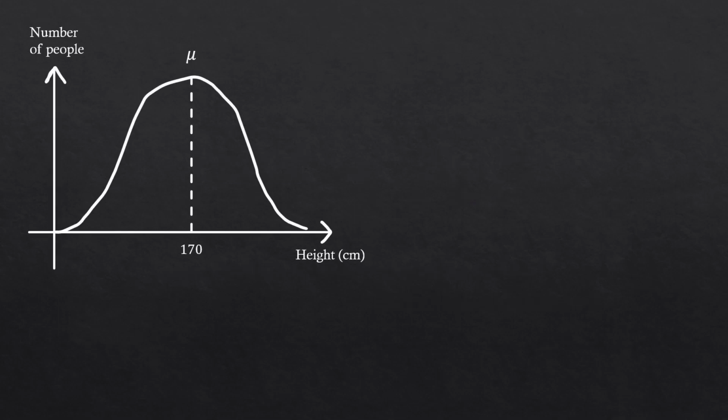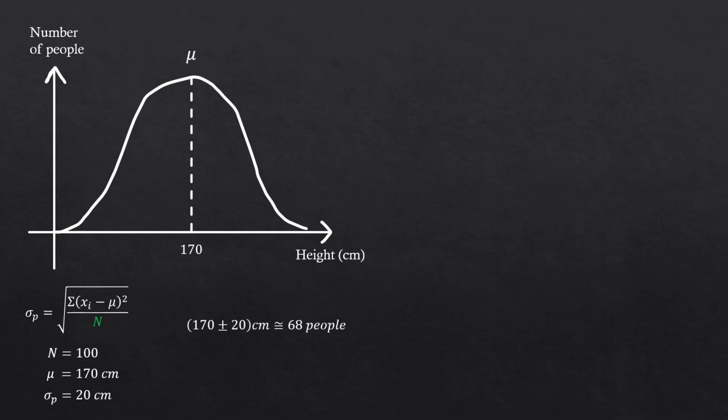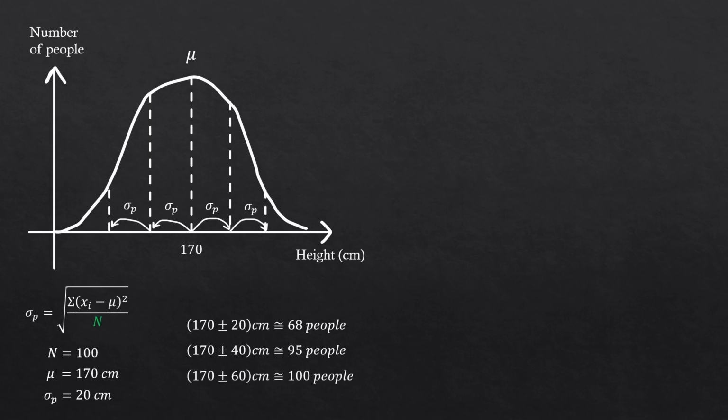I have an example here. This is a population statistic which shows the average height of 100 people. The average height was 170 centimeter with a standard deviation of 20 centimeter. Okay, we could review the standard deviation. 20 centimeter means within 170 plus minus 20 centimeter, there are 68 people. And 95 people within plus minus 40 centimeters. And all 100 people within plus minus 60 centimeters. That's what the standard deviation tells us, right?